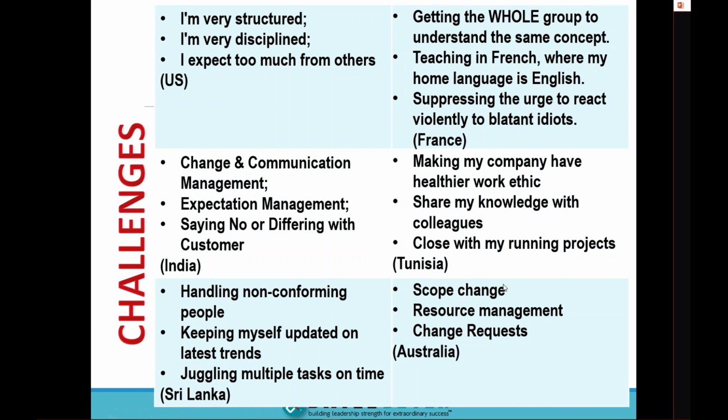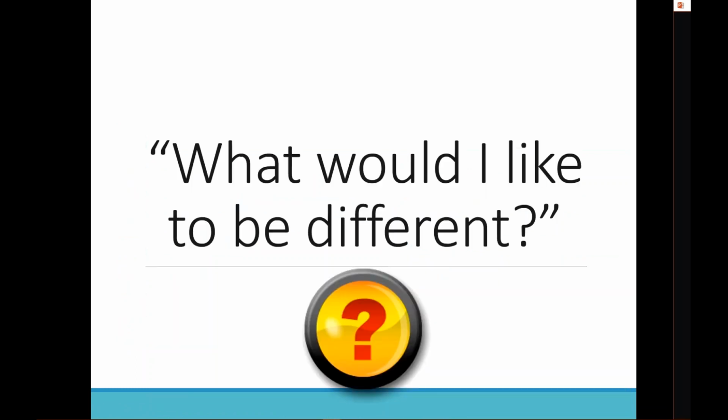Okay, so let's ask now, what would you like to be different? What would you like to be different? So type in your answer in the chat box there. This is something you could ask your stakeholders as well. I understand you have some challenges. What would you like to be different? So what do you think? Type in your answers in your chat box.